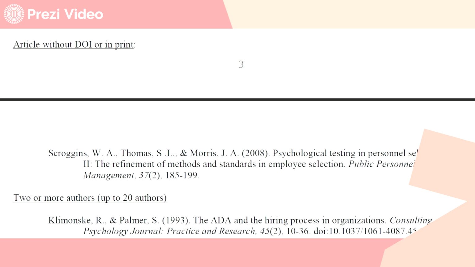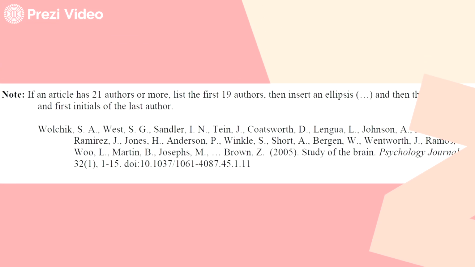But when there are 20 authors in your journal, you still have to write all 20 names. But when you exceed 20 authors, say there are 21 authors of a journal, then you mention the first 19 authors, and then insert an ellipsis. An ellipsis is the 3 dots. So after the 19th author, surname, initial, period, comma, ellipsis, and then you place the surname and the initials of the last author.